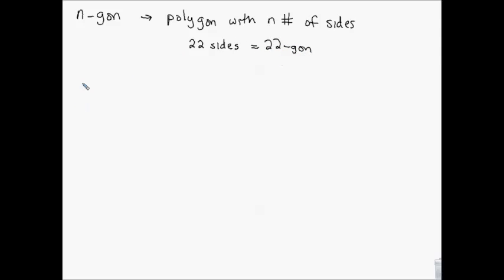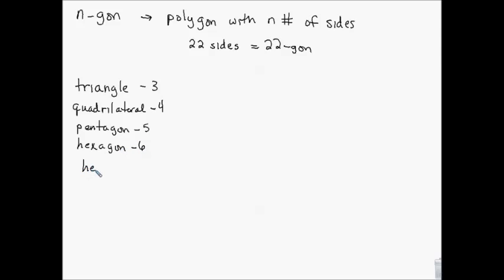Okay. You have triangle, the smallest polygon you can have, and that's got 3 sides. And then you have a quadrilateral with 4. Pentagon has 5. Hexagon has 6. Heptagon has 7. Octagon has 8. Nonagon 9. Decagon 10.